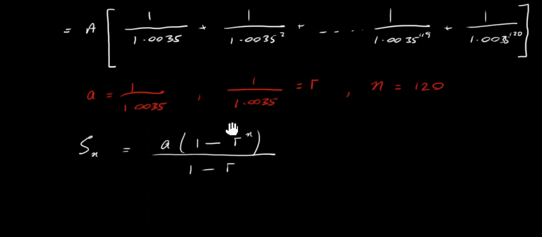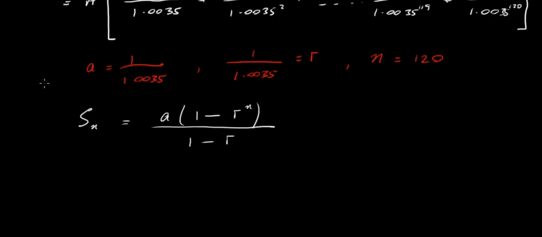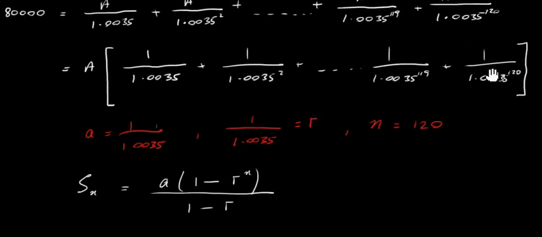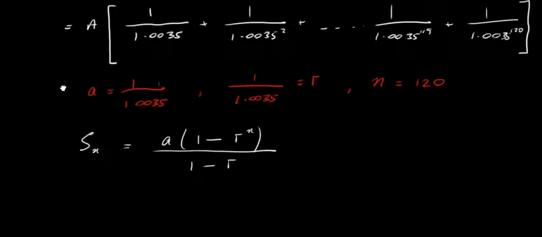Now let's just put in the values then. Actually what I'm going to do here is put in the entire equation. I'm going to include the a, and I'm going to include the 80,000 as well. And I'm going to put this part here, our sum of a geometric series, in here. So let's do that.